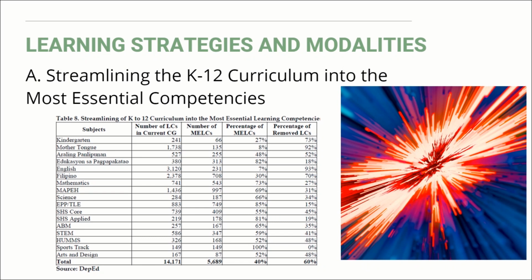Alright, so what are the learning strategies and modalities being implemented under the learning continuity plan of DepEd. So first of all, there has been a streamlining of the K-12 curriculum into the most essential competencies. So if you try to look at the table, there is a high percentage of learning competencies removed. Let's say, for example, for kindergarten, 73% of the learning competencies were removed. So the percentage of the MELCs is 27%.